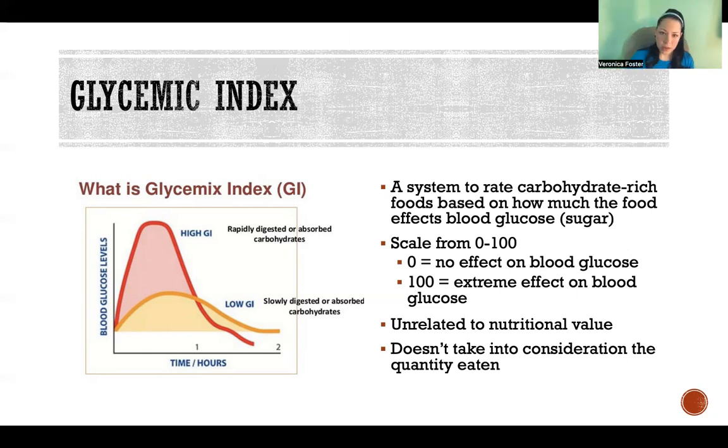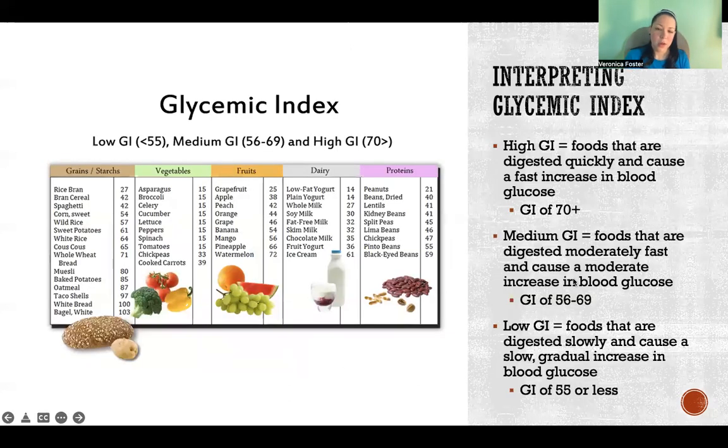It also doesn't take into consideration how much you're eating. So something like watermelon that has a lot of sugar has a high glycemic index, meaning that it has a big effect on your blood sugar. But if you eat a normal amount of it, it actually doesn't have that much effect on your blood sugar. So glycemic index taken by itself can sometimes be a little bit misleading. And that's where glycemic load is important to understand. And my next video will be about glycemic load.